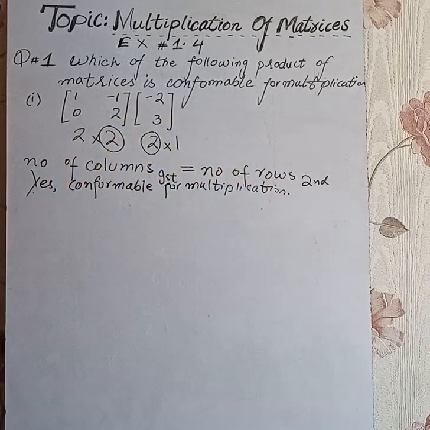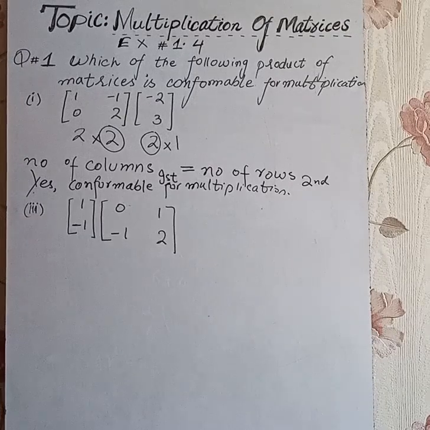Okay, then we'll come towards part number 3. Part 2 you will have to do yourself. With the same rule, you will check the number of columns and the number of rows over there. Part 3 we are going to do. Here again two matrices are given. We'll have to identify whether we can multiply them or not.